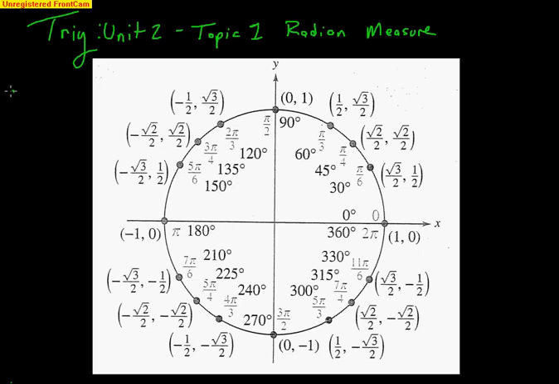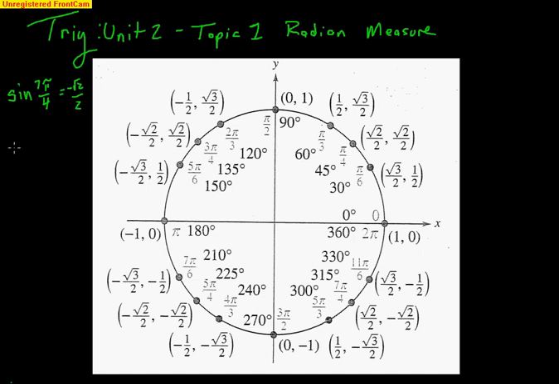For example, I could say, what is sine of 7 pi over 4? So that's the angle 7 pi over 4. Your eyes should go directly to 7 pi over 4, and sine is the y value. So the answer to that would be negative radical 2 over 2.